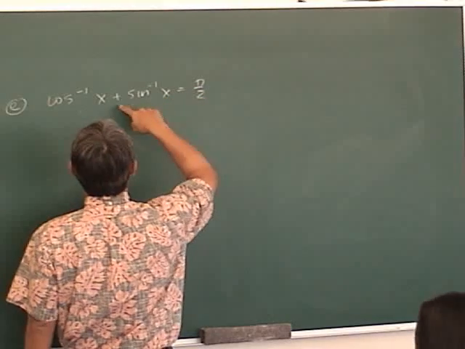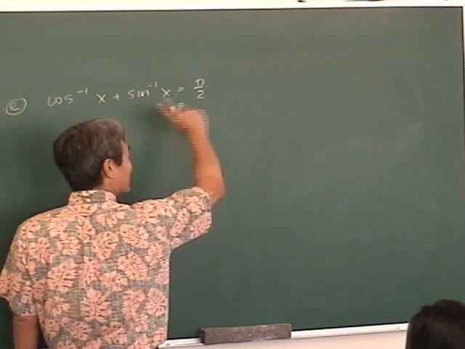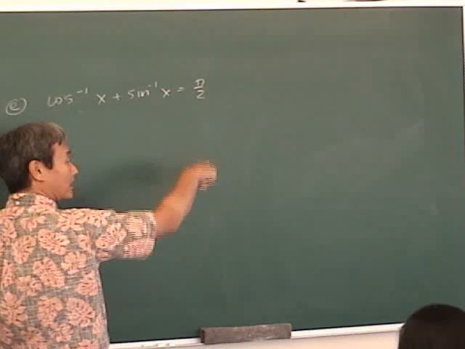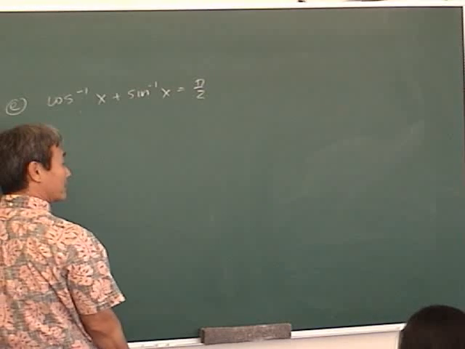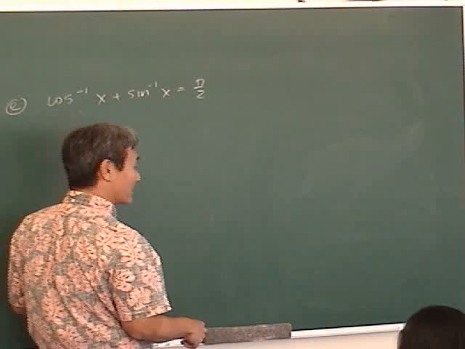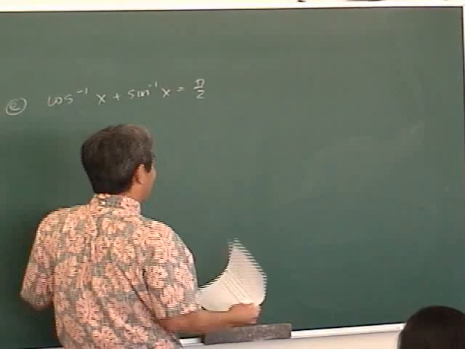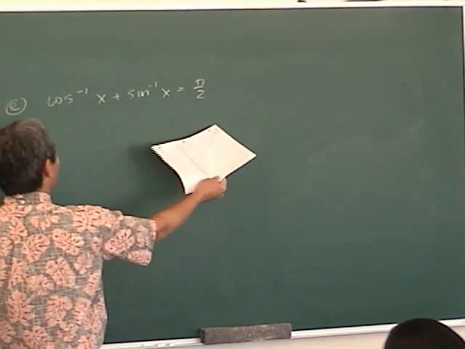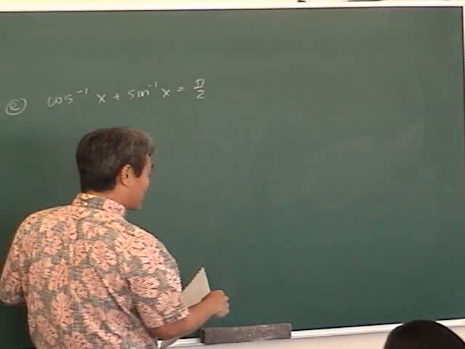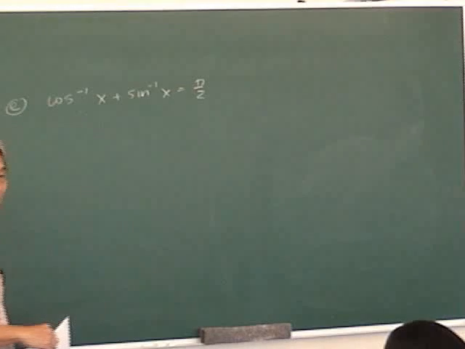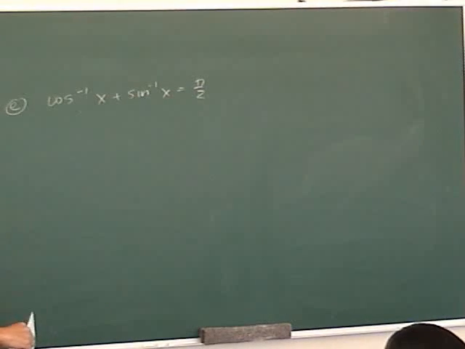If you're clever, did some of you move one of these to the other side? And then you can use the co-function identity, right? Cosine of pi over 2 minus x is sine x. What do you guys want to do? Move one over? Just cosine both sides now? Sine both sides now? It doesn't matter. Just pick one and go with it.